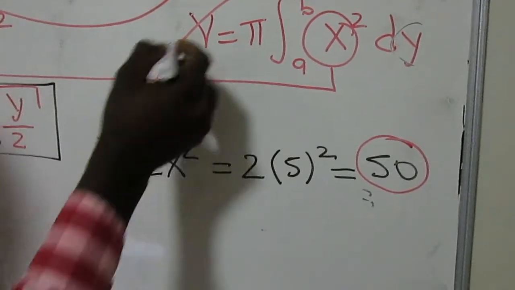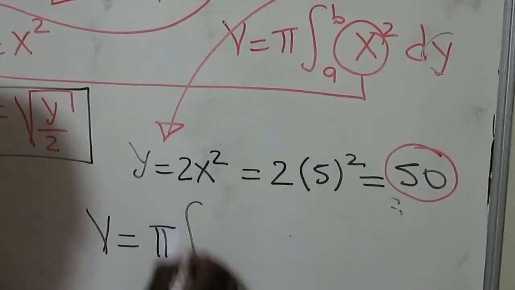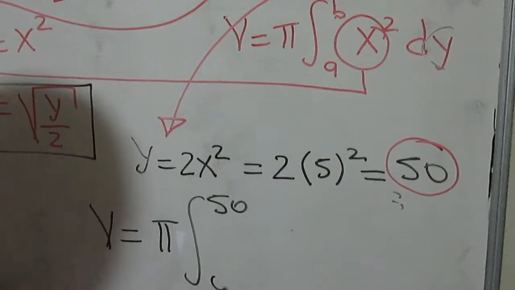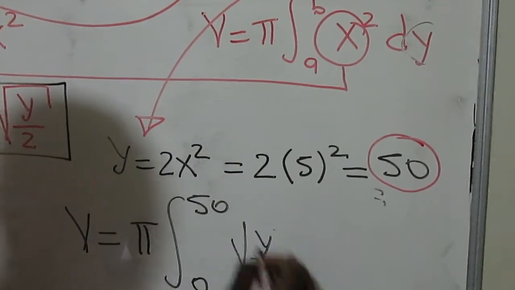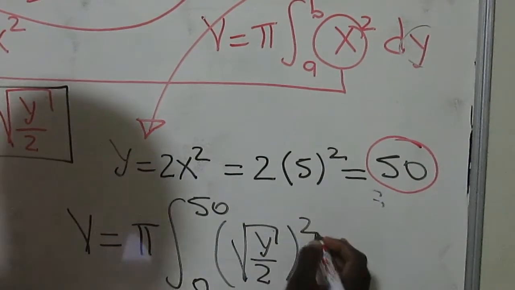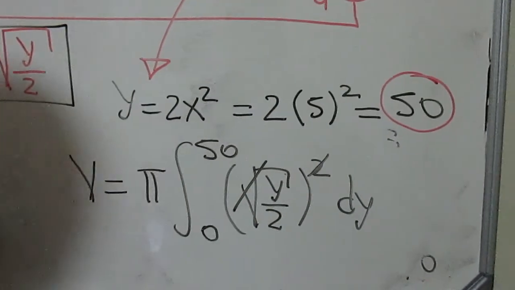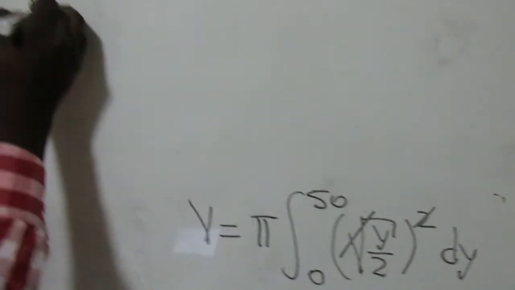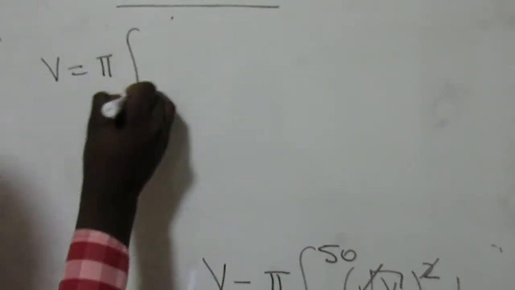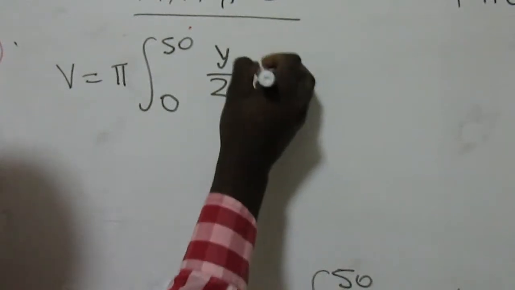Okay, so therefore you take your formula and you apply it. Can you see? You have pi between the limits of 50 and 0, and then our function, as we said, is going to be y over 2, all of that squared, dy. This cancels that. So finally we remain with pi, in the limit of 50 and 0, of y over 2 dy.